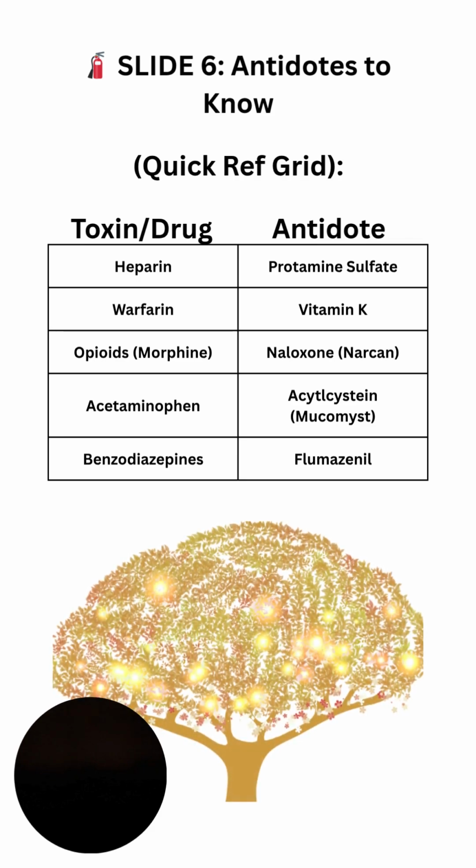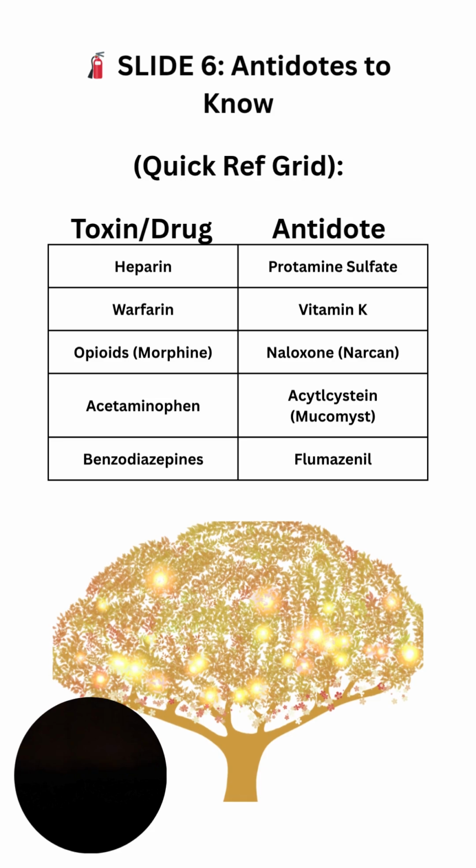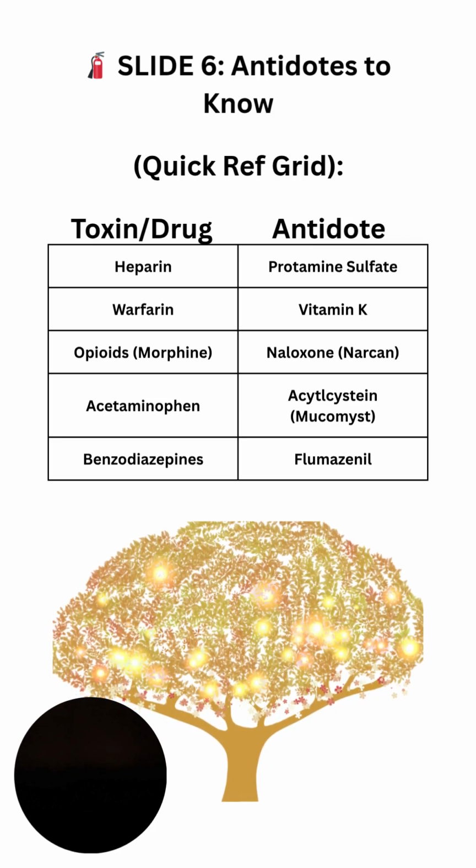All right, so slide six. These are antidotes to know, a quick reference guide. On the left hand side, you'll see the toxins and the drugs. On the right hand side, you'll see the antidotes to the toxin or the drug. I'm not going to go over each one. You guys can go over these and read about them and hopefully you understand them all before you get to NCLEX because these are very important. Antidotes are like NCLEX gold. Know what to give when meds go wrong, especially Narcan, vitamin K, and Mucomist.